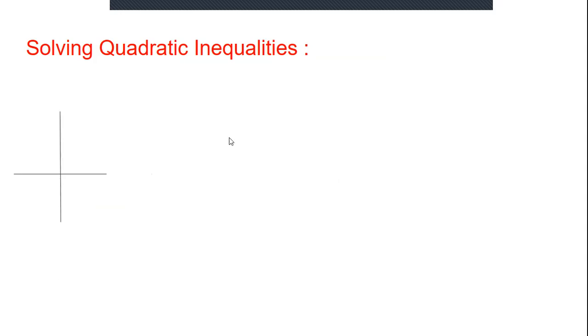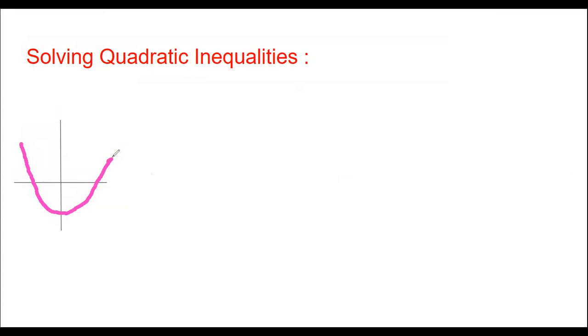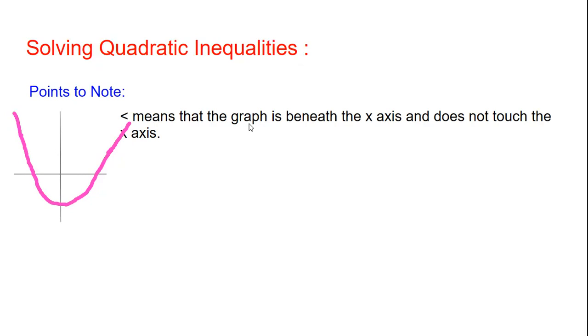The y and then the x. I'm going to draw a parabola in purple. Okay, so here's our parabola, and there are some points we need to note. Sorry if this is badly written. The less than sign means that the graph is beneath the x-axis and it does not touch the x-axis.